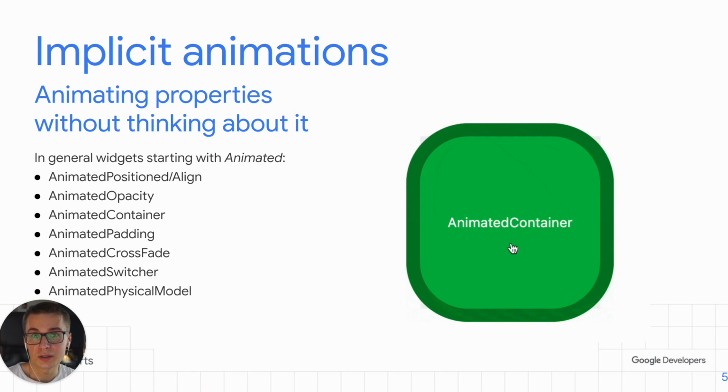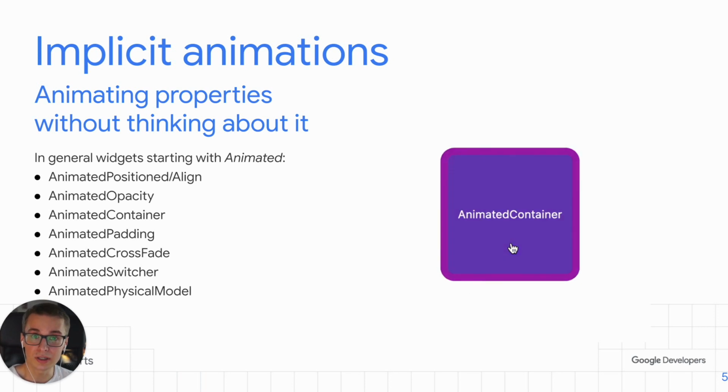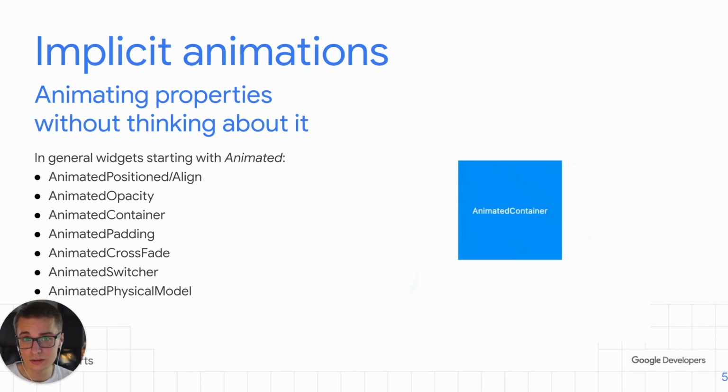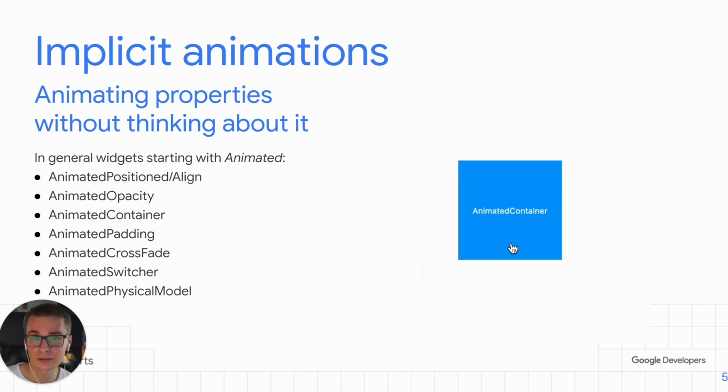So implicit animations are the go-to tool when you have to animate something simple, something quick, maybe as a result of some kind of state change. For instance, on this slide, you can see the animated container. An animated container is a generalized solution for implicit animations. You can animate almost anything inside the animated container.